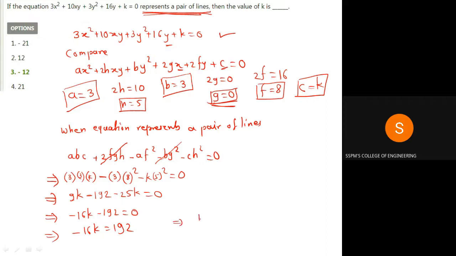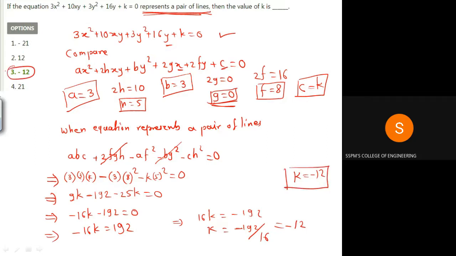Which implies 16K is equal to minus 192, and K is equal to minus 192 divided by 16. If you divide 192 by 16, you will get 12. So this is minus 12. So that is what K is equal to, minus 12. So this is the correct option.